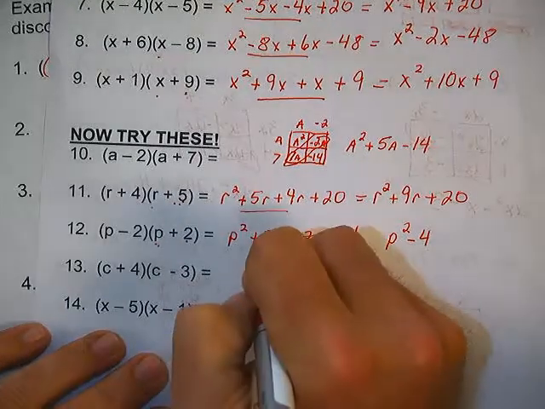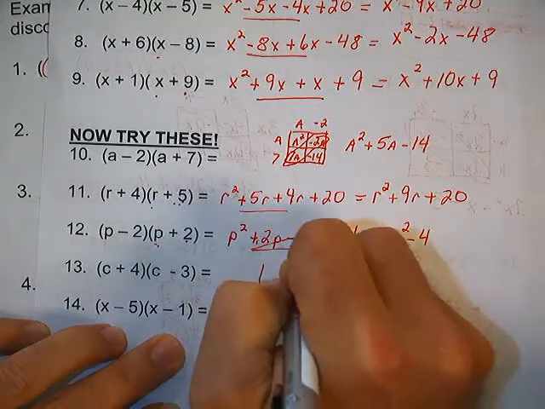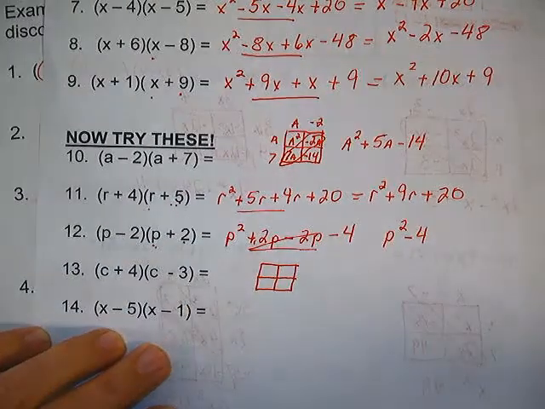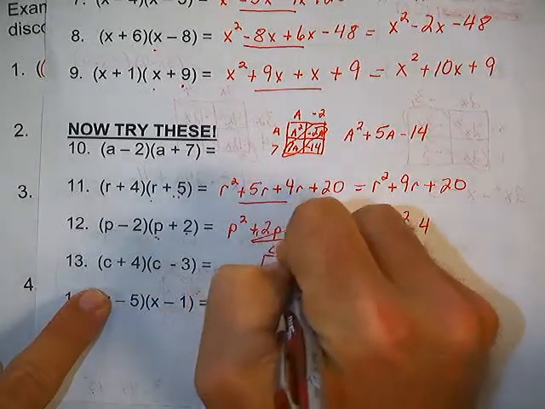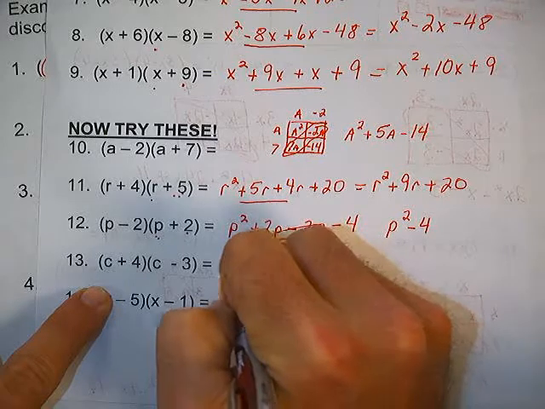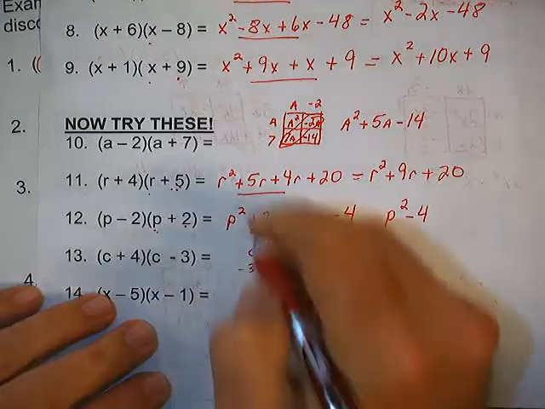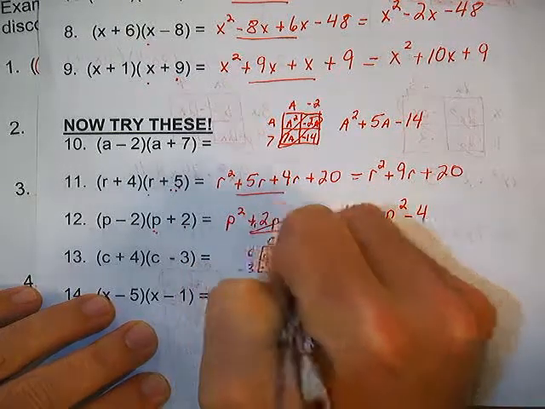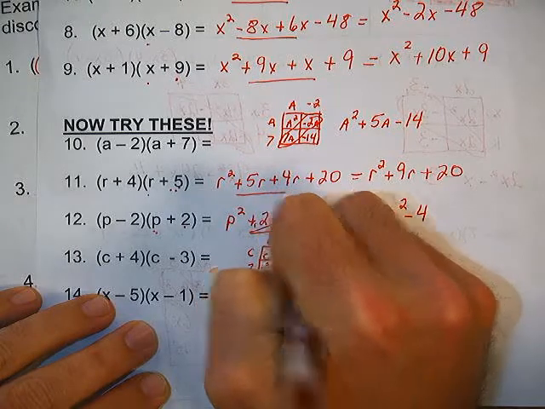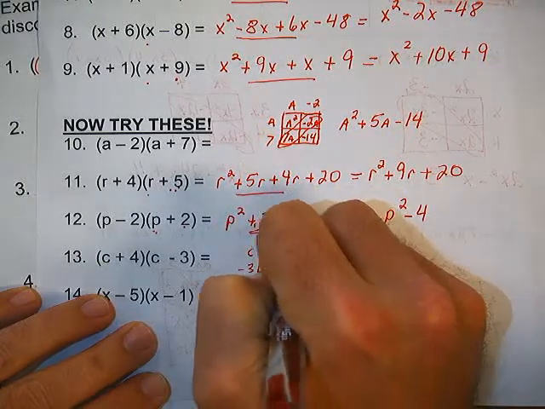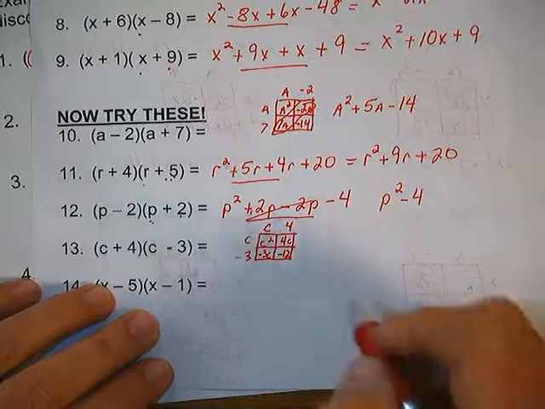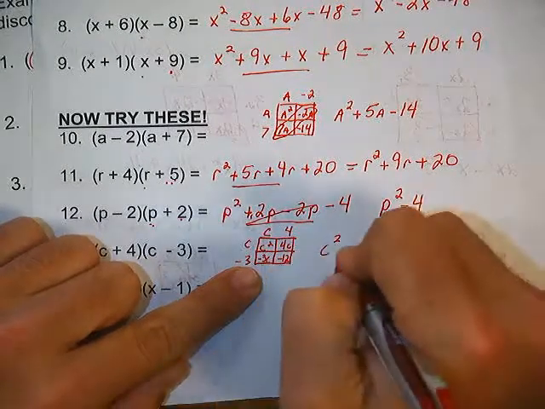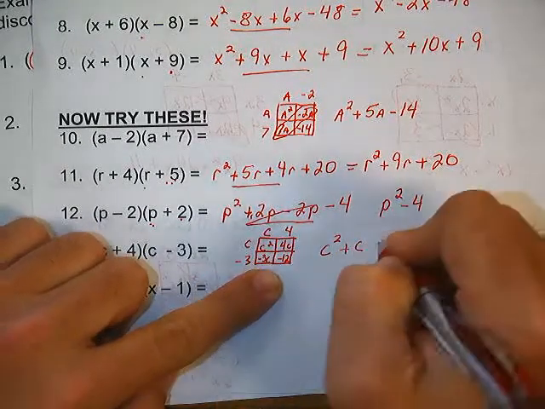Okay, another box. Okay, we have c and a positive 4 up top, a c and a negative 3 down the side. C times c is c squared. C times negative 3 is negative 3c. 4 times c is 4c. And 4 times negative 3 is negative 12. Combine like terms. We have c squared. Okay. 4 minus 3 is 1, so plus c minus 12.